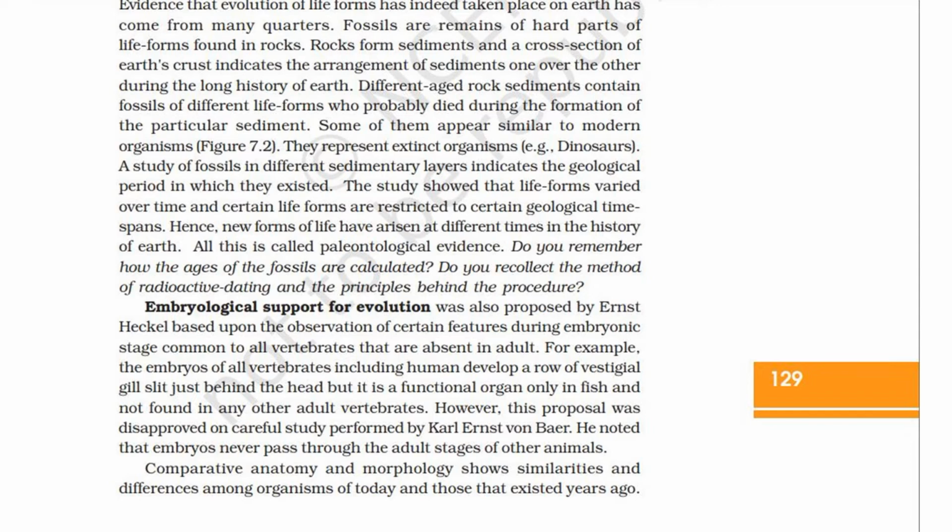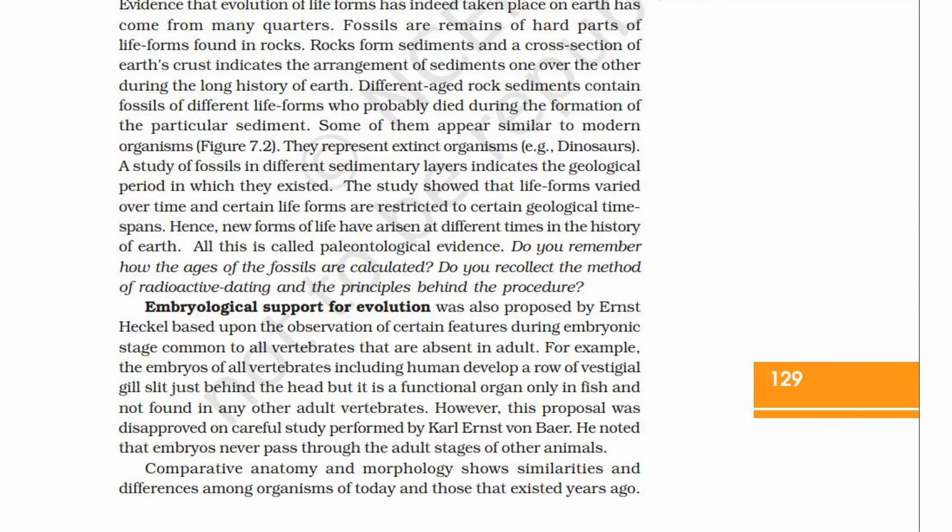Embryological support for evolution was also proposed by Ernst Haeckel based upon the observation of certain features during embryonic stage common to all vertebrates that are absent in adult. For example, the embryos of all vertebrates including human develop a row of vestigial gill slit just behind the head, but it is a functional organ only in fish and not found in any other adult vertebrates. However, this proposal was disapproved on careful study performed by Carl Ernst von Baer. He noted that embryos never pass through the adult stages of other animals.